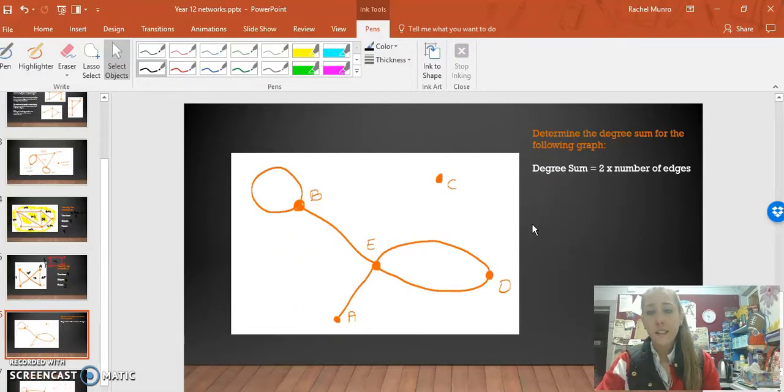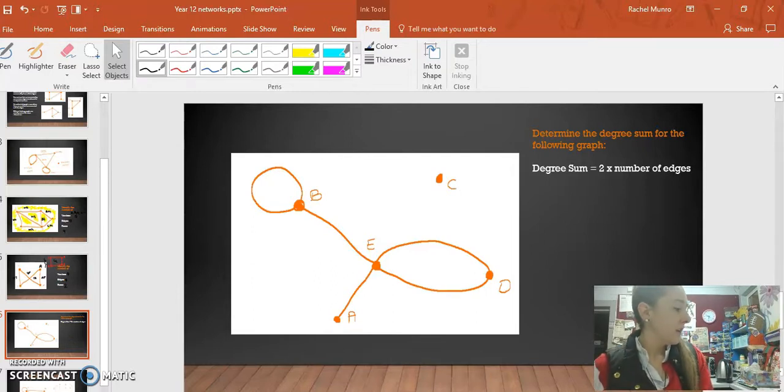So what it's asking us to do is determine the degree sum for the following graph. The degree of a vertex is also called the order of the vertex, and is the number of edges linked to that vertex. The loops are counted twice. So the degree sum of the graph is the sum of the degrees of all the vertices. You can see here I've got the equation: degree sum equals 2 times the number of edges.